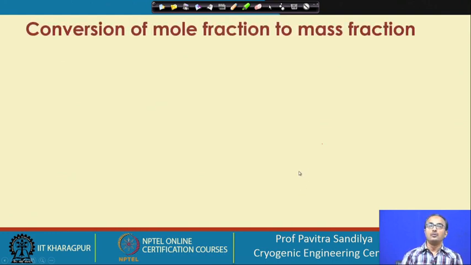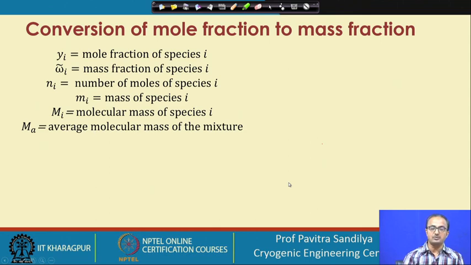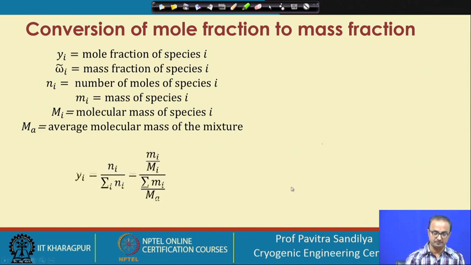Now, let us see how we convert mole fraction to mass fraction. First, again recapitulate the notations we have seen so far: Yi stands for the mole fraction of species i, omega i tilde is for the mass fraction of species i, Ni is the number of moles of species i, mi is the mass of species i, capital Mi is the molecular mass of species i, and capital M with a subscript A is the average molecular mass of the mixture.